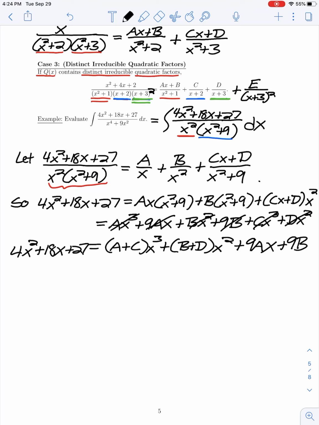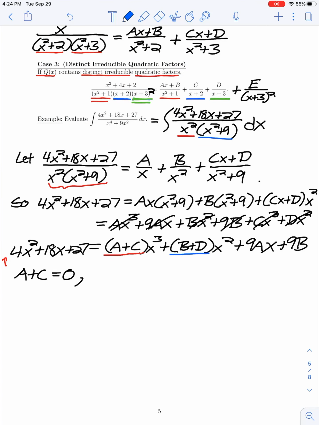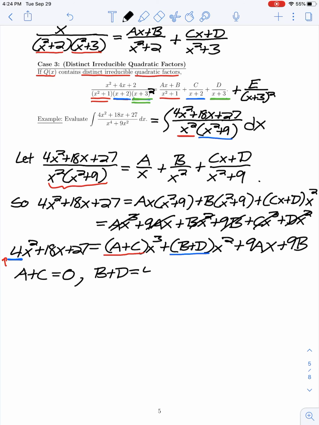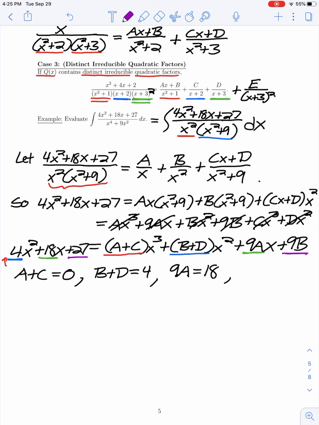So equating my coefficients, starting with the highest degree term, I had an a plus c times x cubed, and notice that on the left-hand side it's only up through a second degree polynomial, there is no x cubed term. So that means that the coefficient a plus c of x cubed must be 0 in order for the left and right-hand side to agree. Now the x squared coefficient was b plus d, which must equal the x squared coefficient 4. So we can say b plus d is 4. Our coefficient for x, which was 9a on the right-hand side, must be equal to the coefficient of x, which was 18 on the left-hand side. And our constant coefficients, 9b and 27, must be equal.